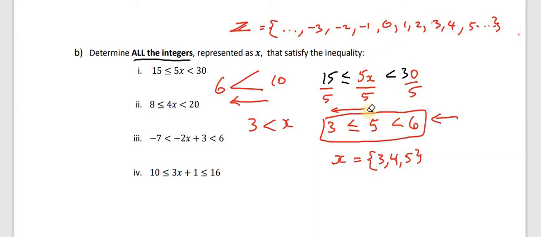I can't put any other integer. Integer meaning numbers without fractional parts. For instance, I can't put a 6 here. While 6 is greater than 3, 6 is not less than 6. So that would be wrong. That would not satisfy the inequality. It says it must satisfy the inequality. That's why we chose 3, 4, and 5 only as values of x. But when you're writing the solution, you don't need to give me this. Having it in this form is sufficient.